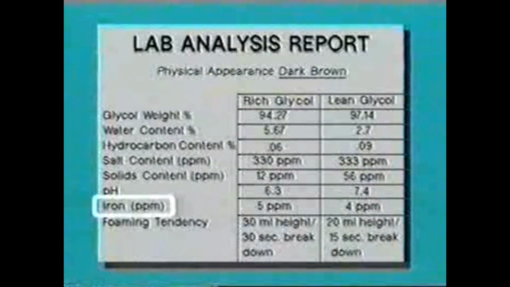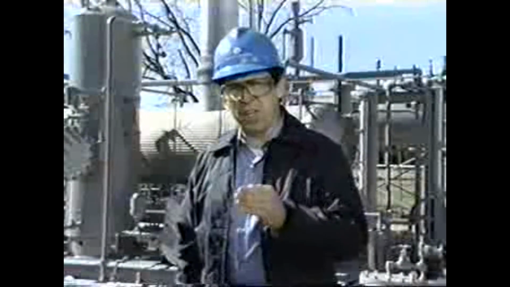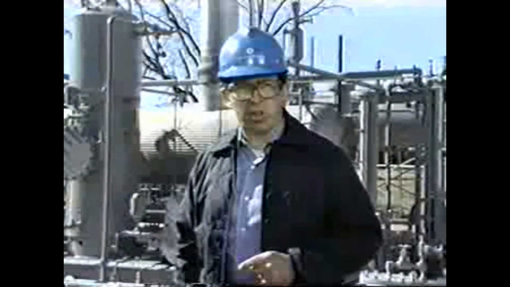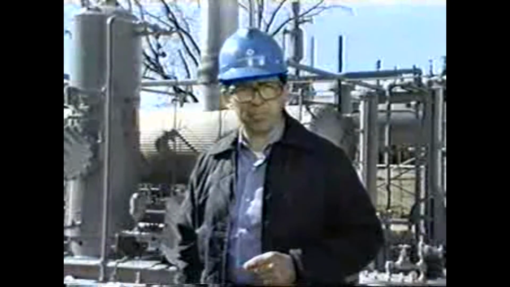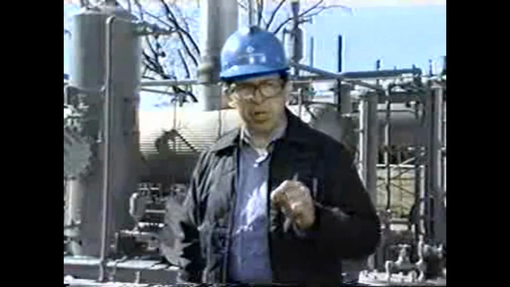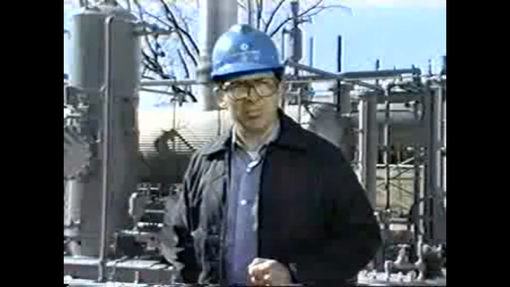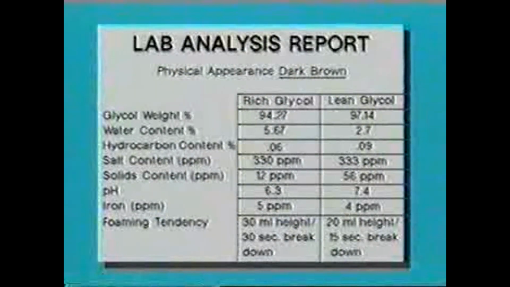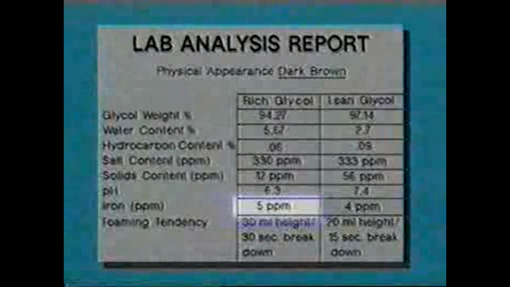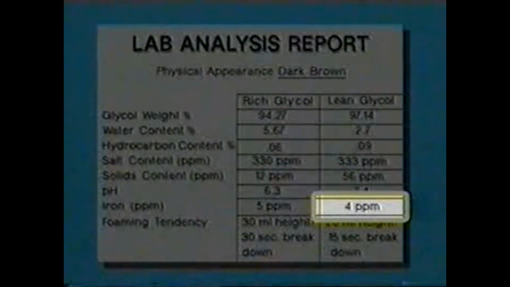Iron content refers to the amount of corrosion products in the system. Rust is the most common. Corrosion products either come in with the incoming gas or they are the result of a corroding glycol system. If the iron content exceeds 10 to 15 parts per million, then corrosion prevention methods should be considered. The iron content of the rich glycol at 5 parts per million and lean glycol at 4 parts per million is acceptable.